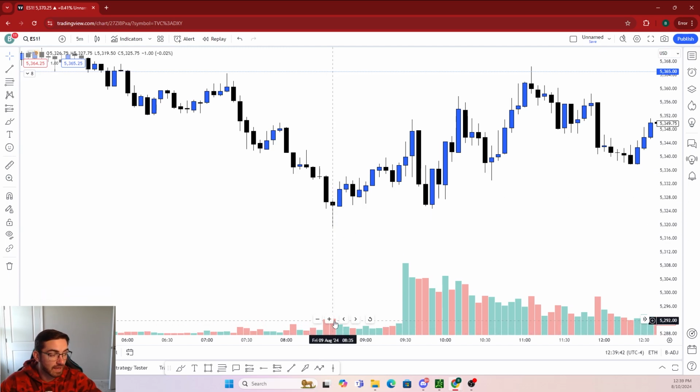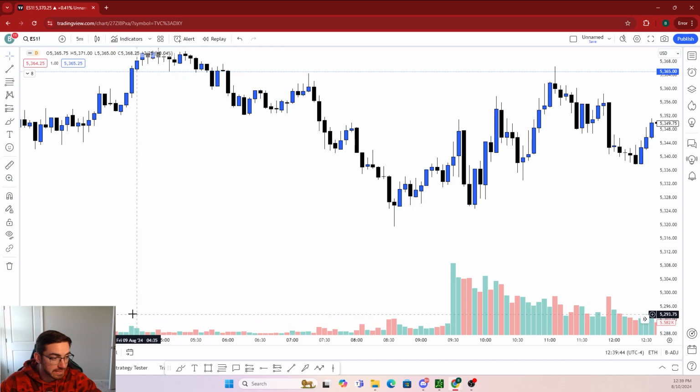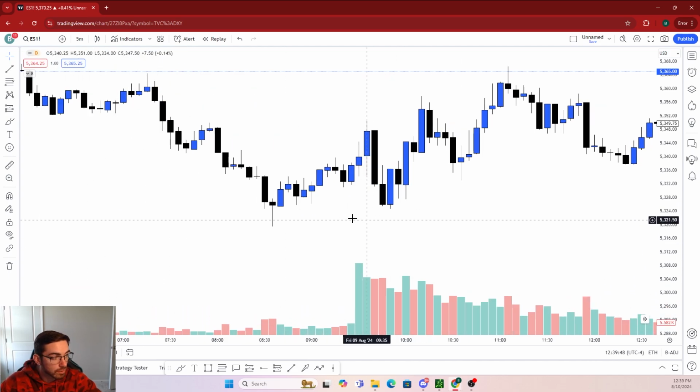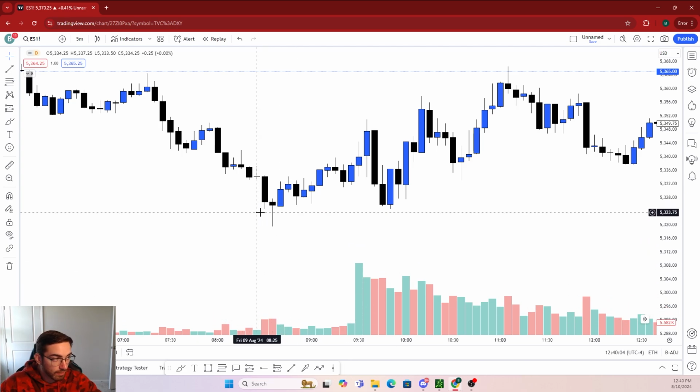So because this is a higher elevation of volume than we have seen the entire morning, and buyers drove price all the way back up into here, we can conclude that a majority of this volume was actually on the buy side. And sure enough, what ended up happening? Price pushed back to the upside.